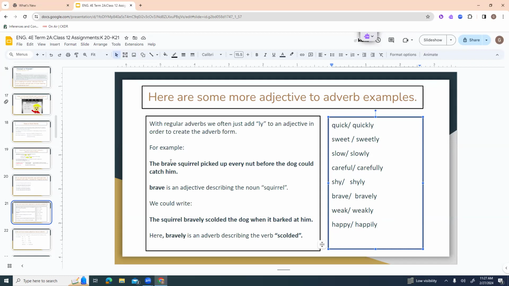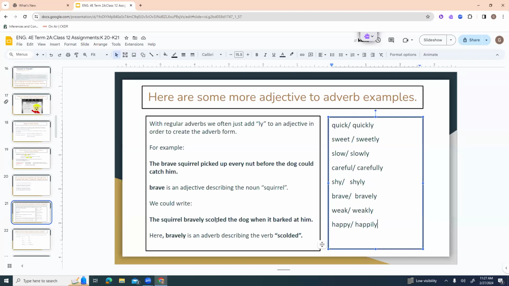So here, brave is my adjective, and it's describing squirrel. But if I wanted to describe an action instead, I just add ly and I move it to describe the verb. The squirrel bravely scolded the dog when it barked at him. And here, bravely is an adverb, and it's describing the verb scolded.